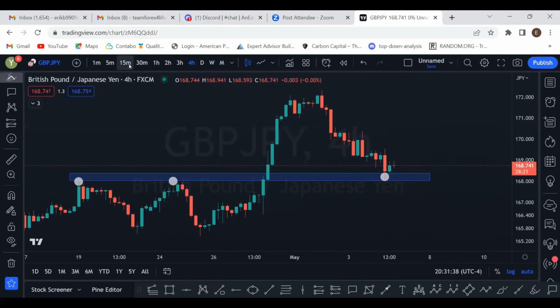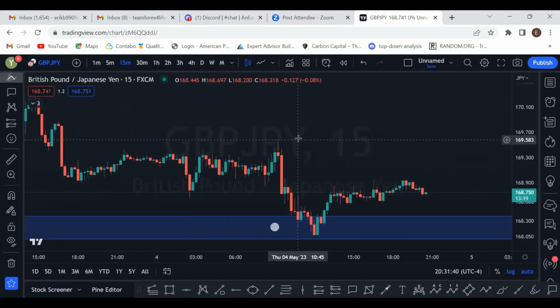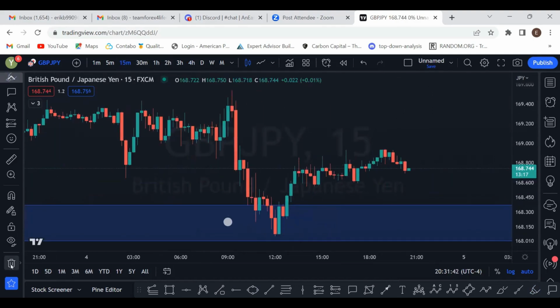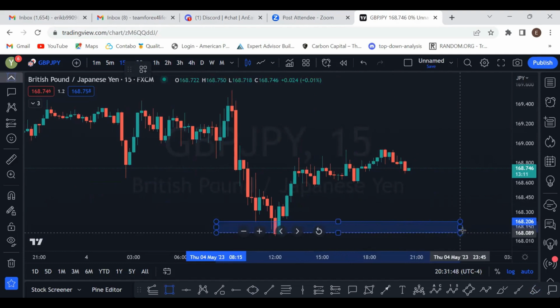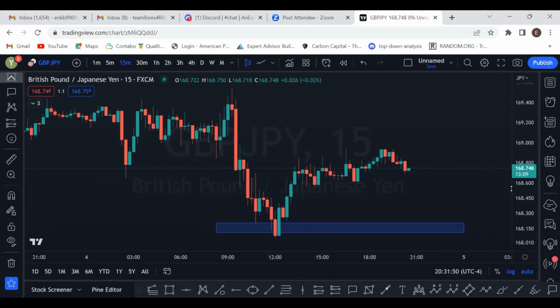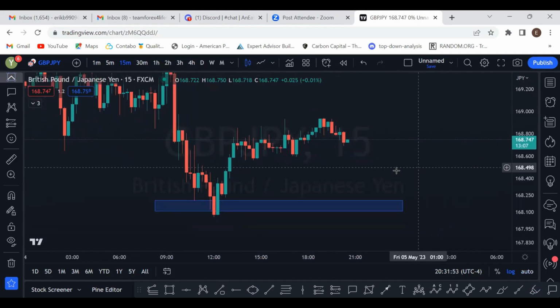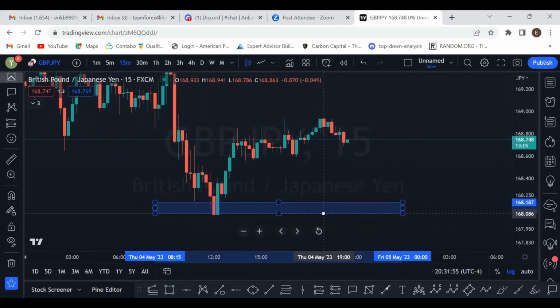So now I'm going to break it all the way down to the 15 minute. When we go to 15 minutes, we have to redraw our zones again. I like to have my zone at the bottom. Why do I draw zones at the bottom? Somebody help them out. They probably don't know that.